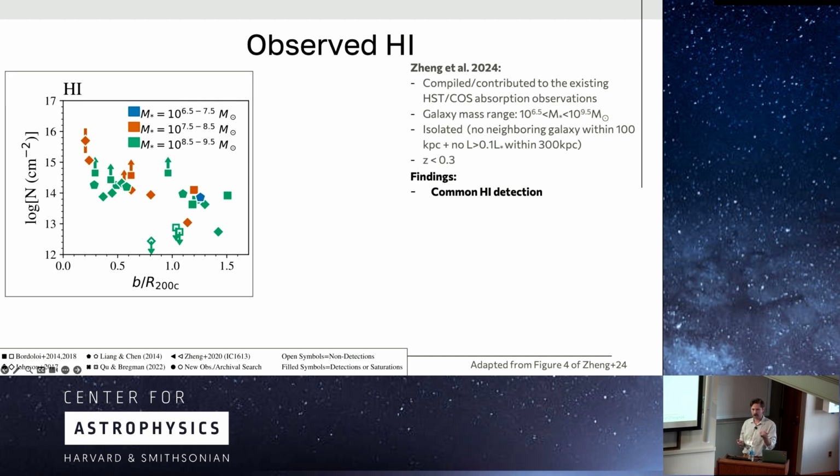It is a solid marker if it is a detection, an open marker for a non-detection or an upper limit, or a solid marker and an upward-facing arrow for a saturation. Each marker is color-coded based off of the stellar mass of the dwarf galaxy it is around, and a different marker style for which paper it came from. So a lot of different axes. But generally what we see with HI is that we have a common HI detection around dwarf galaxies. So there is some material out there, and generally you can see a declining profile.